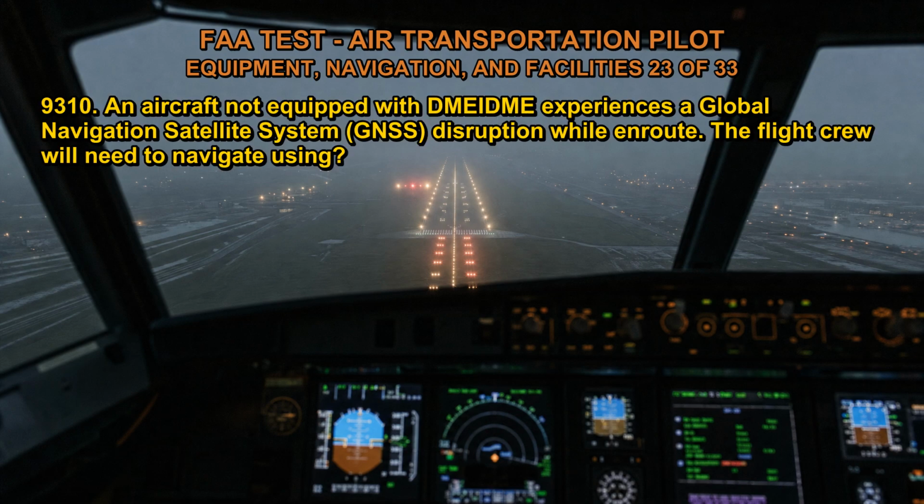9310. An aircraft not equipped with DME/DME experiences a global navigation satellite system, GNSS, disruption while en route. The flight crew will need to navigate using A. RNAV, B. VOR MON, C. GPS.